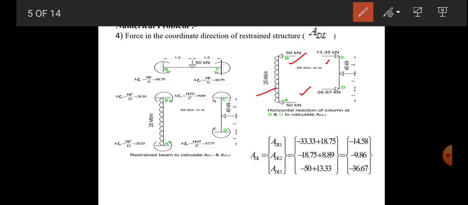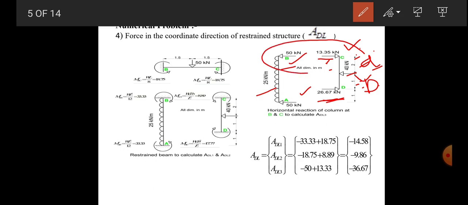Now similarly find out reaction due to this 40 kilonewton. So there is a 40 kilonewton acting 2 meter from C and 1 meter from D. So to find out reaction here, for this one is a and this is b. b is equal to 1 and a is equal to 2. So to find out the reaction, we have to do 40 into b divided by L. You will get 13.33, and to find out the other reaction, you have to do 40 into a divided by L. You will get this 26.67. Okay, so now we know the reaction at B and C.